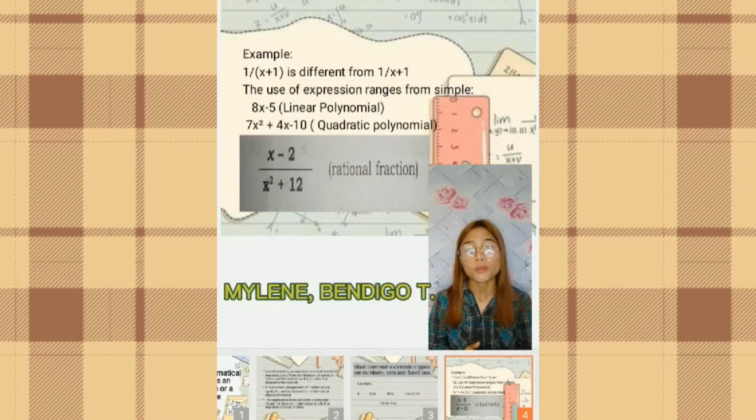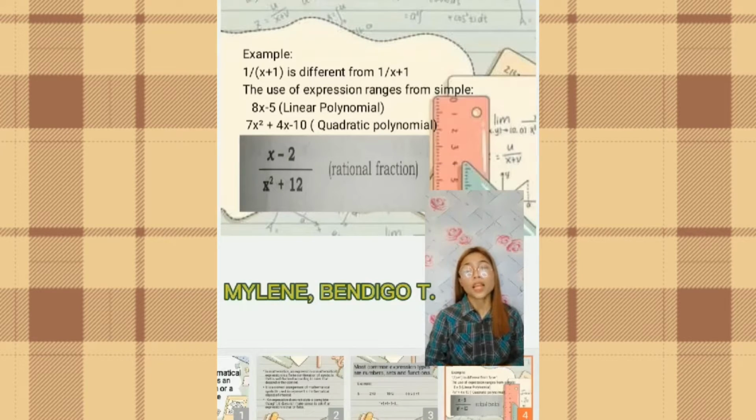The most common mistake is to forget parentheses. For example, the expression 1 over x plus 1 is different from 1 over x plus 1 without a parenthesis. It has a big difference.